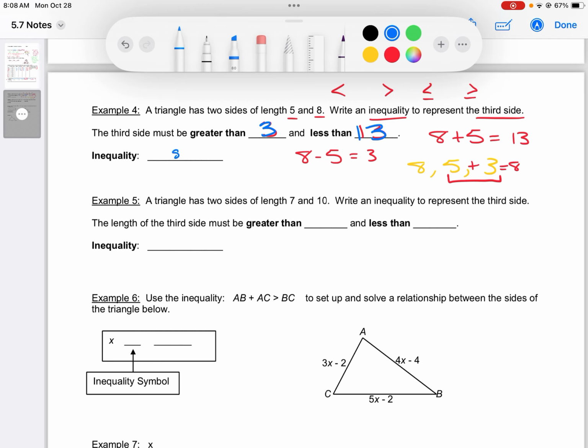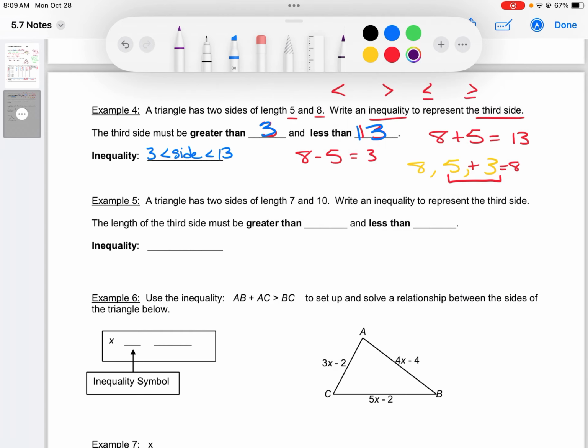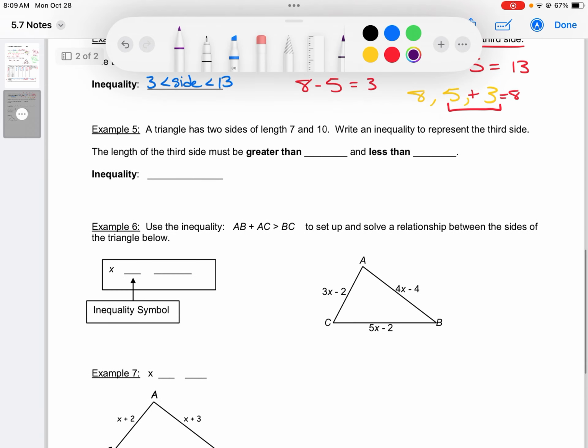So the way we would write this is, if the third side, we could just call it side, it has to be greater than 3. It has to be less than 13. And so we have our inequality written just from working through and talking through. We were able to write an inequality.